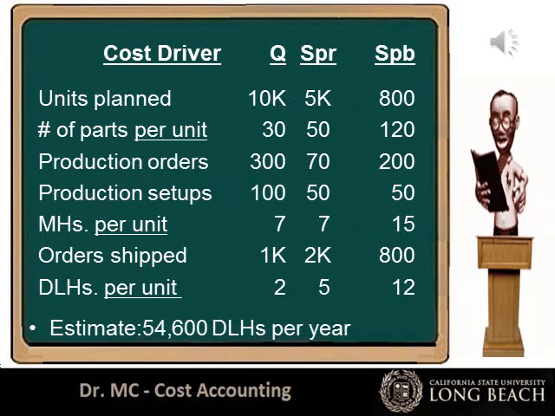It takes 50 production setups to make the entire superior line of products. It takes 50 production setups to make all of the superb units. The production of all of the products requires 200 production setups. It takes 7 machine hours to make each unit of the quality product.